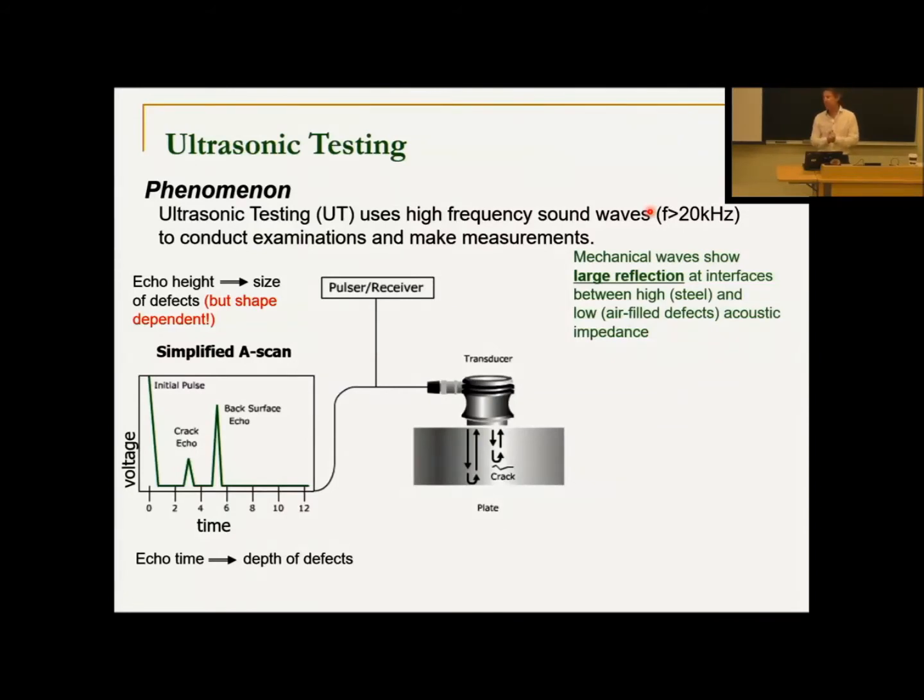And the reason that these waves are very effective is that these waves show large reflection. A lot of energy comes back when we have an interface between two different kinds of materials, especially a high density material like steel, and a low density material like air. So when we have this interface between steel, for example, and air, we could have that at a boundary, we could have that at a crack, or in a void situation. Much of that wave energy will be reflected, right?